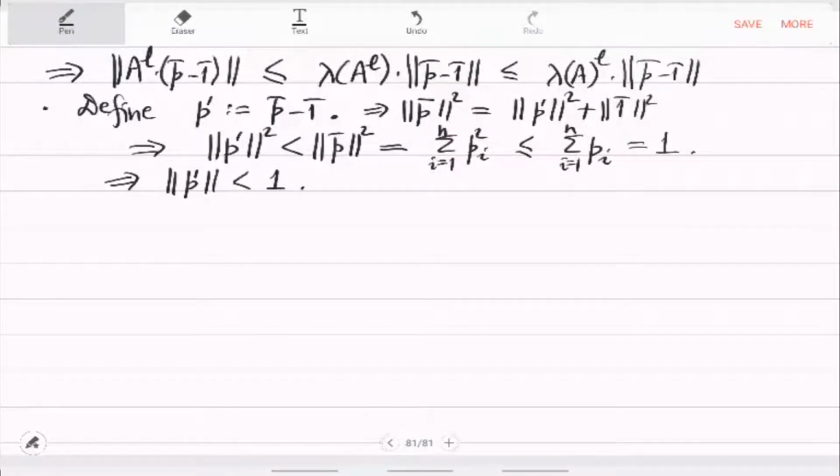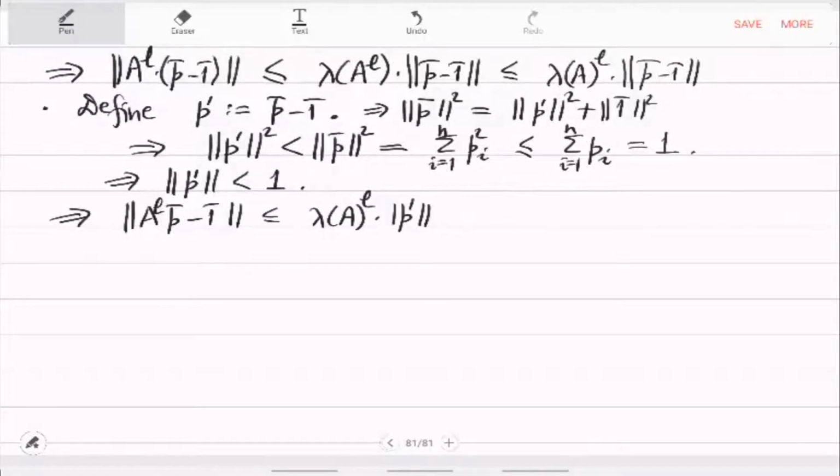Okay, so which means that this a to the L p bar minus 1 bar's length, we have already shown it to be less than or equal to lambda a to the L times p prime, which is less than lambda a to the L. Okay, so after L steps of the random walk, the difference between your probability distribution and the uniform probability distribution is lambda to the L. Lambda is a fraction, so it keeps on decreasing. So, you are reaching the uniform distribution.